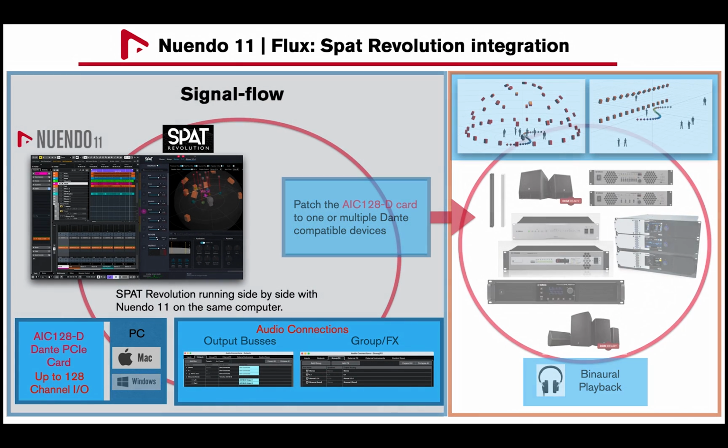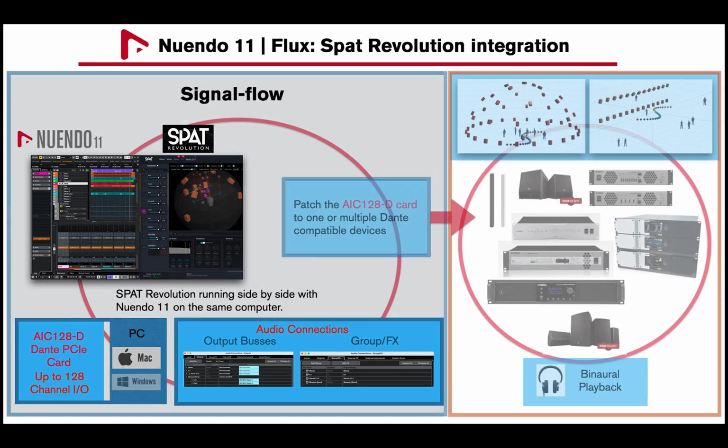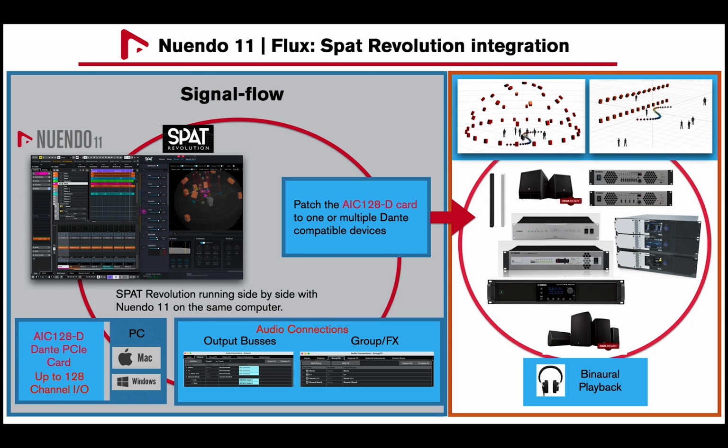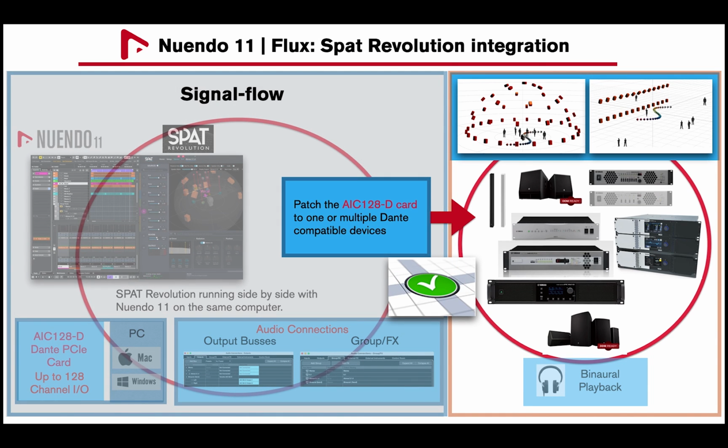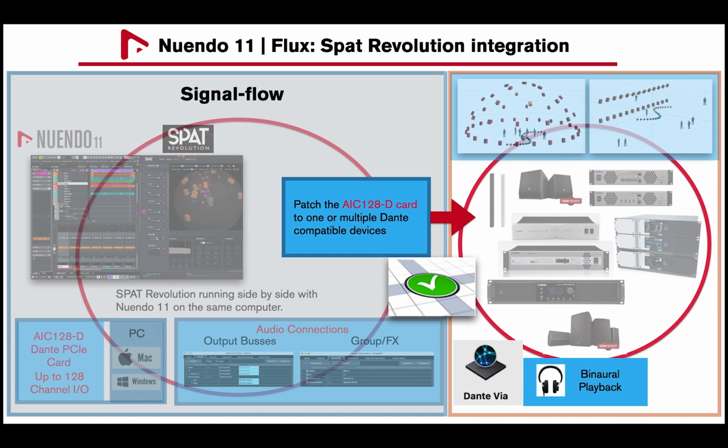In this example, I will use a Mac and the Yamaha AIC 128D Dante PCI Express card, which offer ultra low latency and up to 128 channels of inputs and outputs. The Yamaha AIC 128D card can then be patched to one or multiple Dante compatible devices within the Dante network. Dante devices like DSP processors, power amplifiers, or active loud speakers, for example. Now for this video, I will use the binaural monitoring option in Spat Revolution.